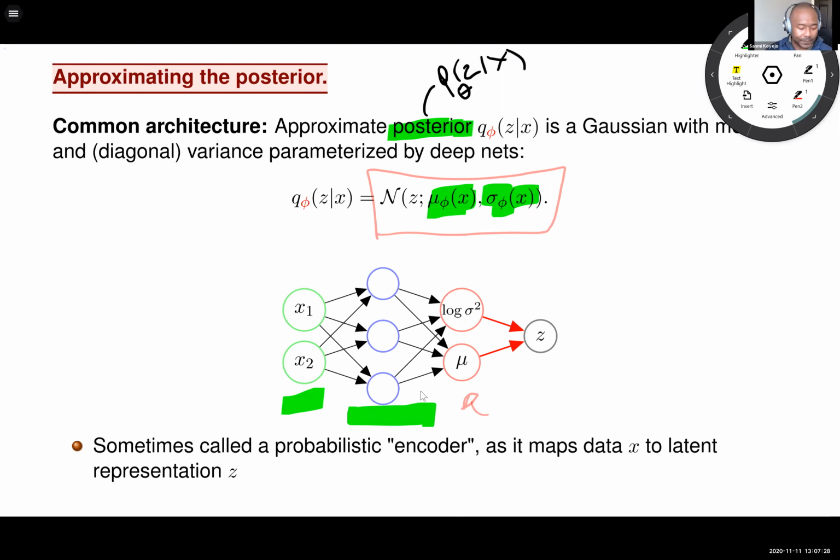Okay, good question. Sometimes you see this written as a probabilistic encoder. The idea of an encoder is something that takes real data and turns it into a low-dimensional representation. So sometimes you'll see this posterior model called a probabilistic encoder, because you can think about it as taking the real data distribution and mapping it down to a low-dimensional data distribution.